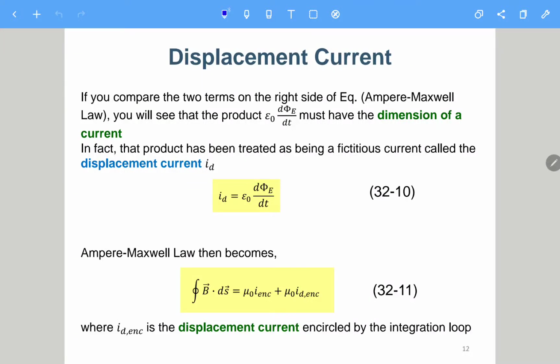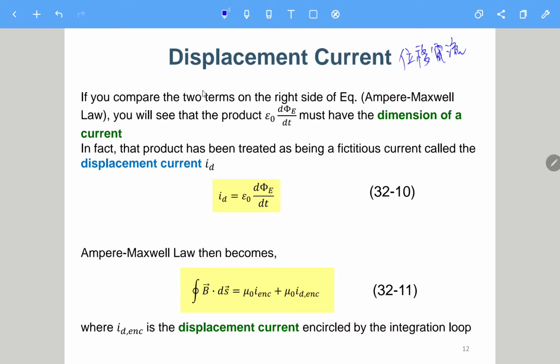Okay, so here we will talk about the displacement current. In Chinese it is called 位移电流. So, displacement current.